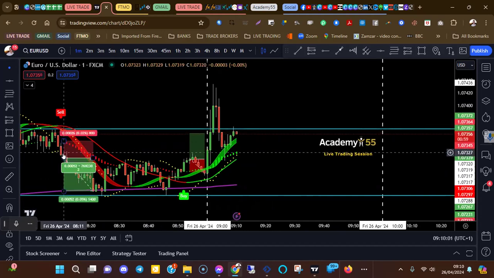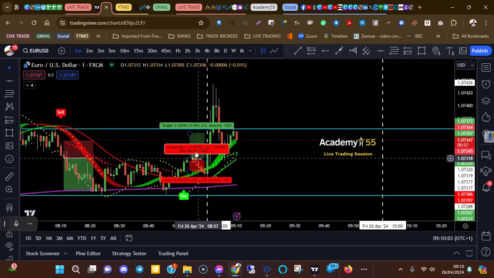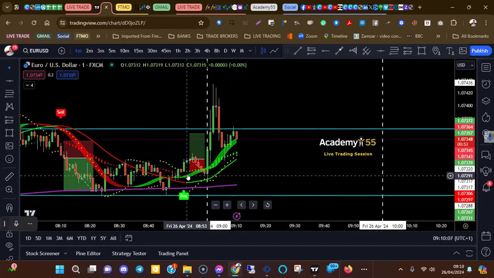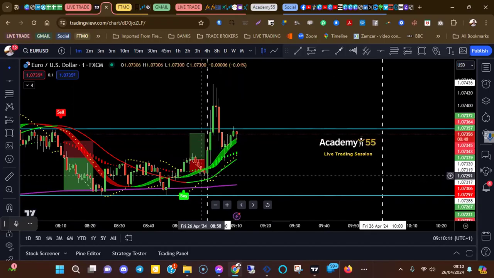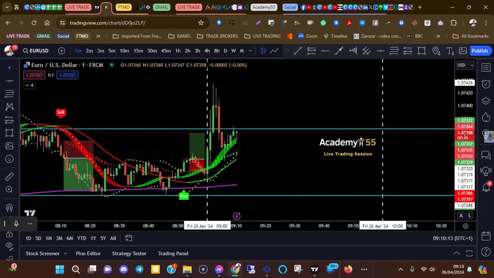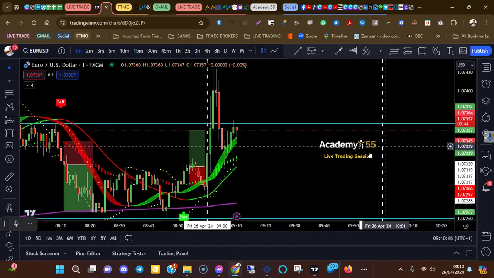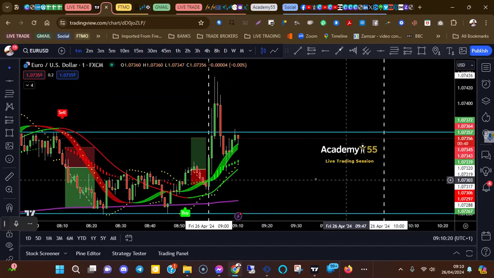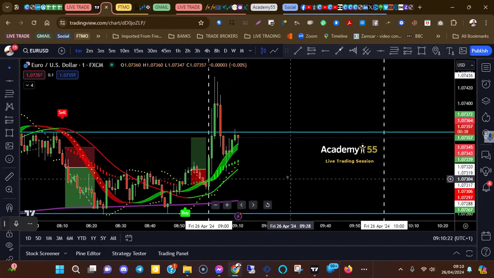We see red, red, red, we sell. We see green, green, green, we buy. But unfortunately, like I say, we had a little bit of a fake out, what they call, and would have taken you out by less than a pip. But hey, that's the way it is. It's only a 1% loss, which can easily be gained back.